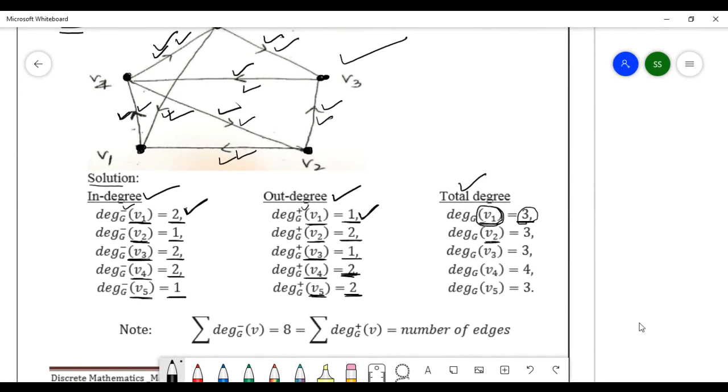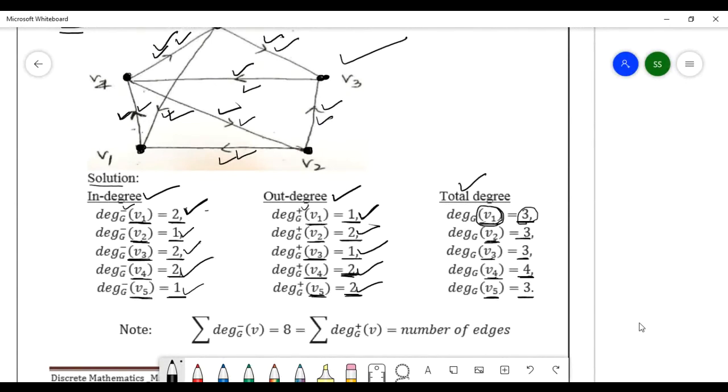And total at vertex V2. At this vertex V2, here out 2 and in 1, so 3. And vertex V3, here 1 and here 2, 2 plus 1 means 3. And vertex V4, here 2 and here also 2, 2 plus 2 is 4. And vertex V5, here 2 and here 1, 1 plus 2 means 3. Total 3.